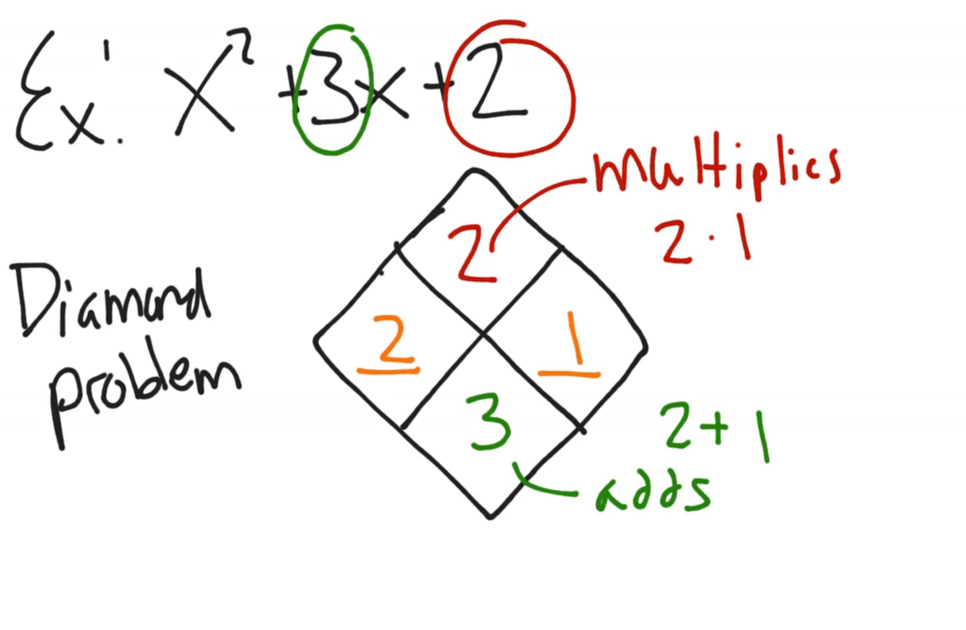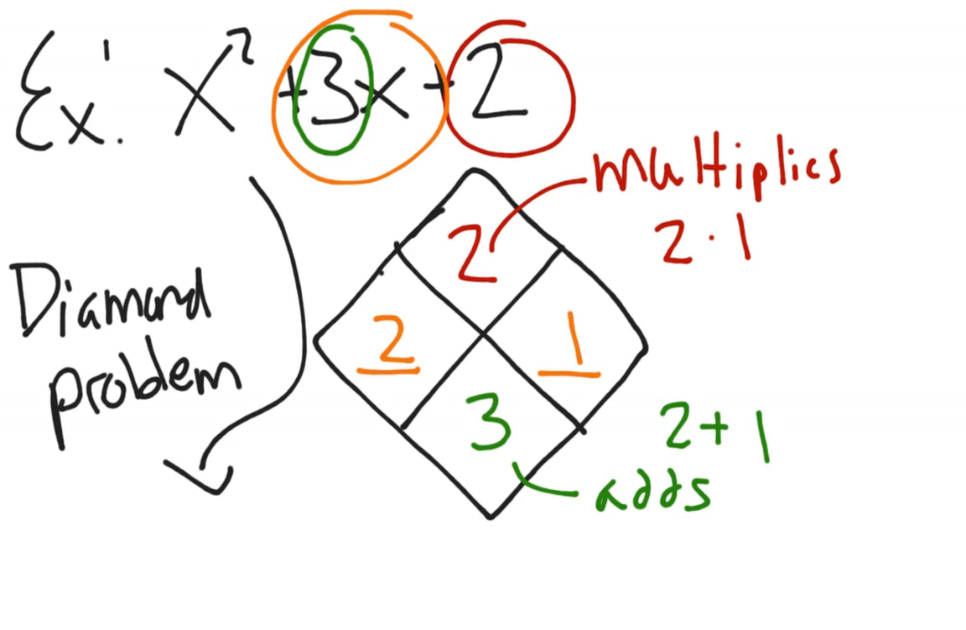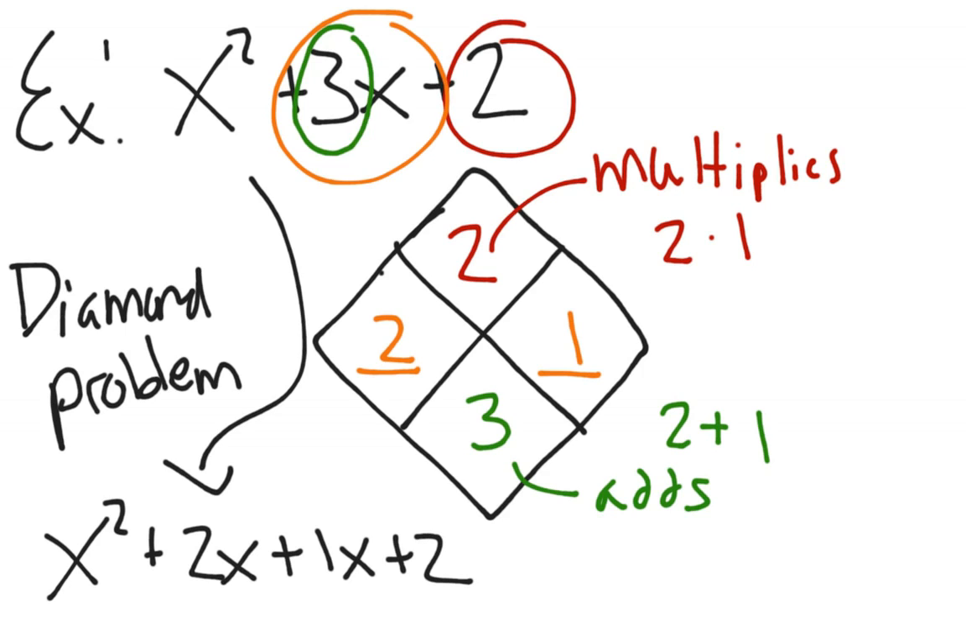That means I'm going to split up 3x into 2x and 1x. So I'll draw an arrow down here. x squared plus 2x plus 1x plus 2. From here, you can undo the binomial multiplication using your box diagram.